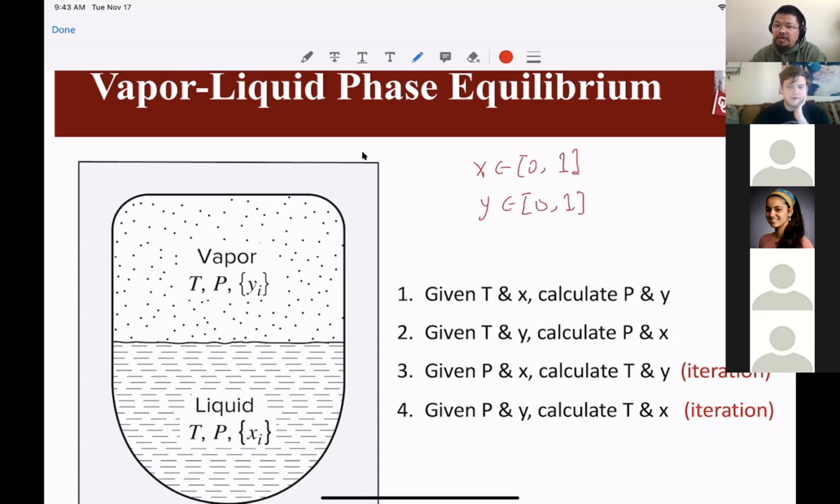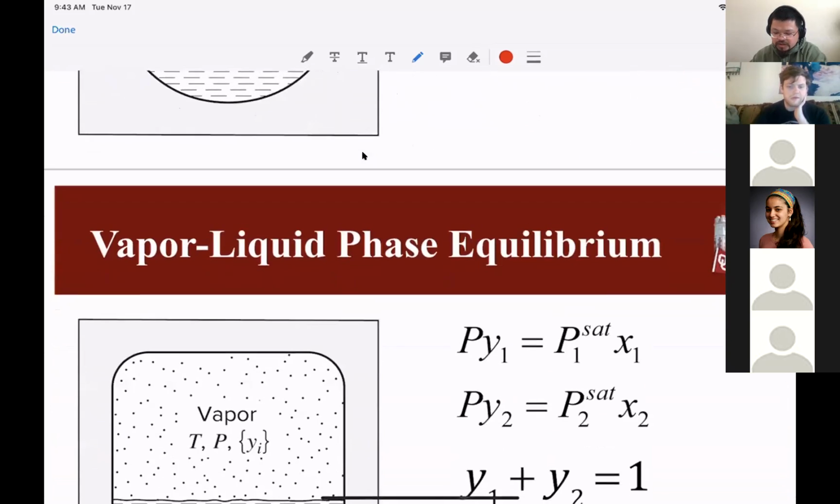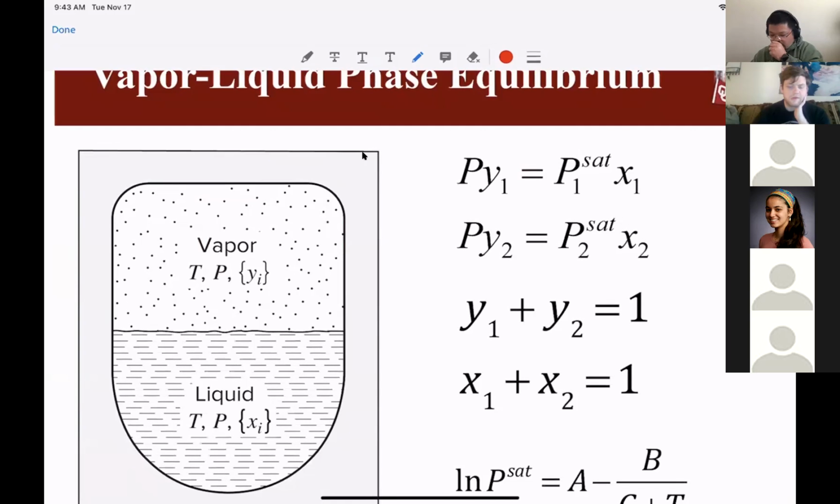Okay, so here the purpose is: if I know how to calculate at any known single condition of liquid or vapor, then I should be able to repeat the calculation to obtain the liquid vapor phase diagram. So that will be the focus of our discussion for today.